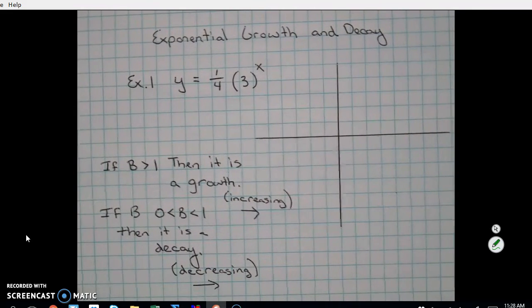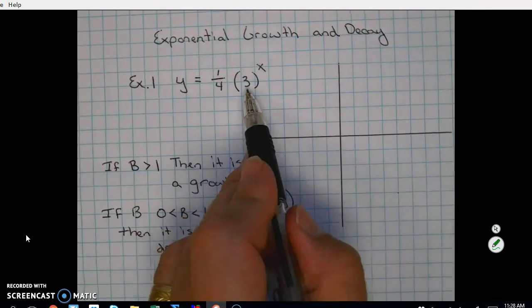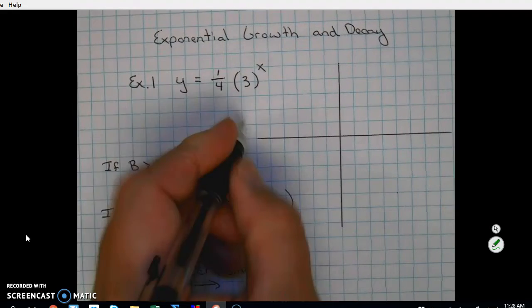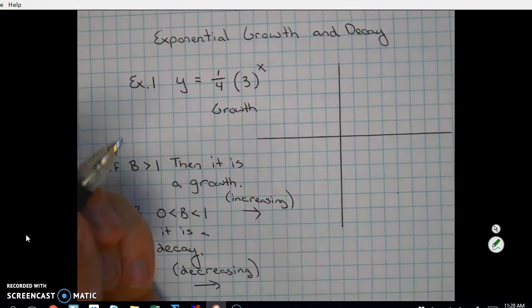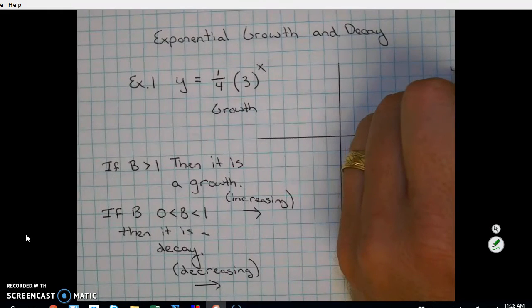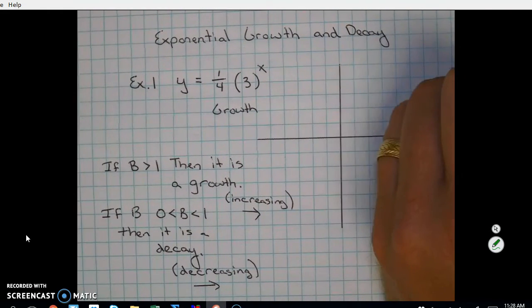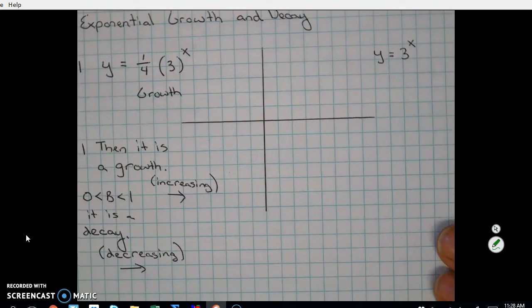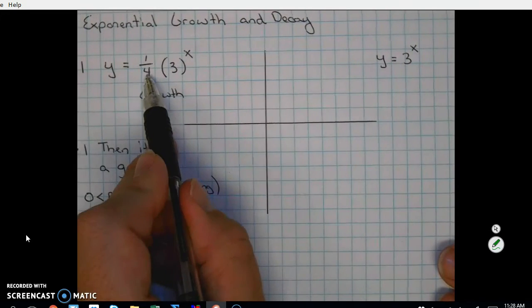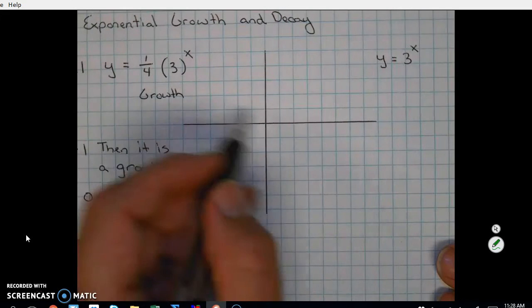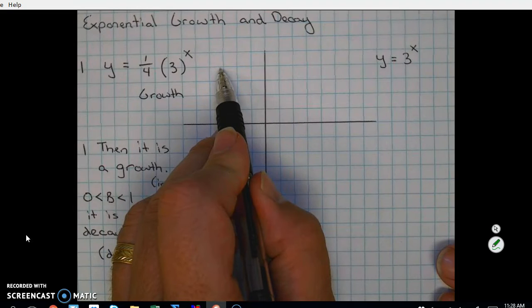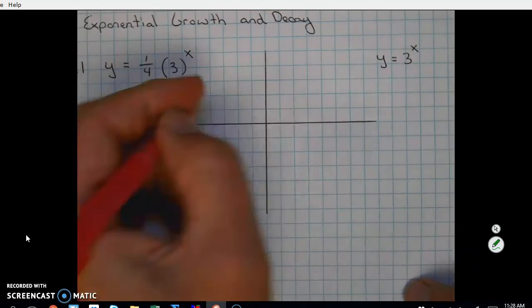So let's take a look at example 1. First thing we do is we go straight to the base. It's greater than 1, so we have a growth. Now to graph this, I'm going to write down the parent function, which is going to be y equals 3 to the x. And notice that we have a vertical compression, which means that all the y values are going to get multiplied by a fourth. So graphing this, I'm going to start off with my horizontal asymptote, which is going to be y equals 0.